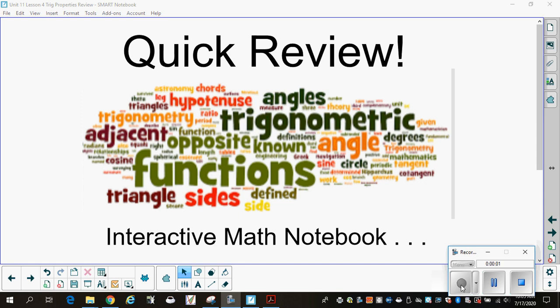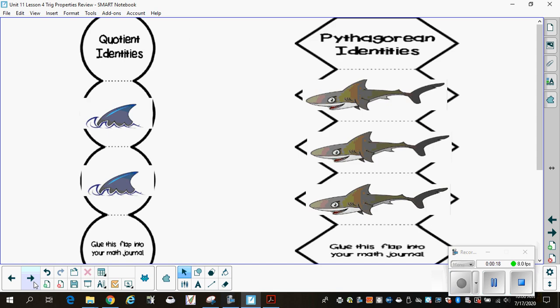Before we get into Unit 11, Lesson 4, Trig equations, let's first do a quick review, because it might have been a little while since you've looked at your trig. So, you've got some items that you can cut out and put into a notebook so that you have an interactive math notebook. First up, you have the quotient identities.